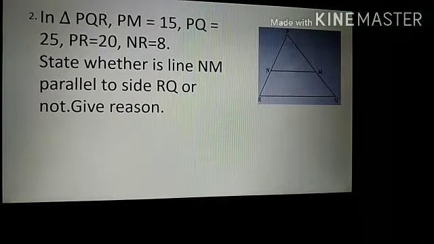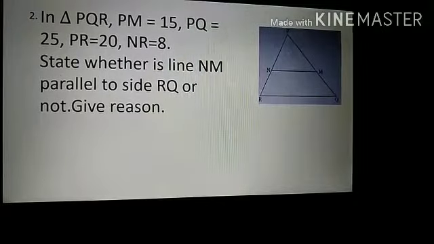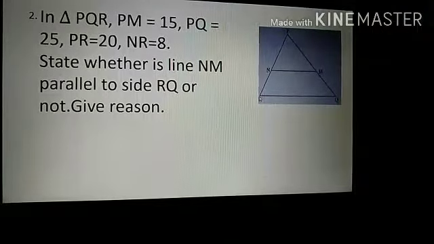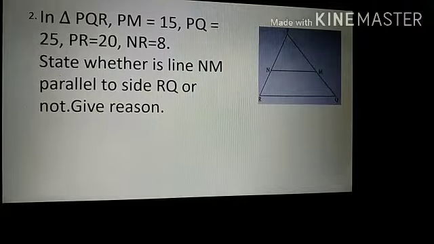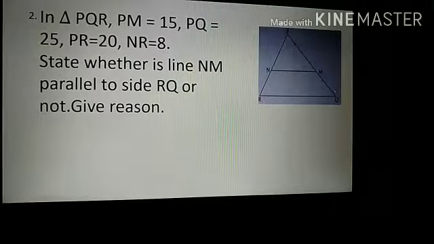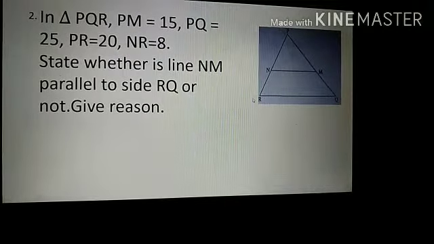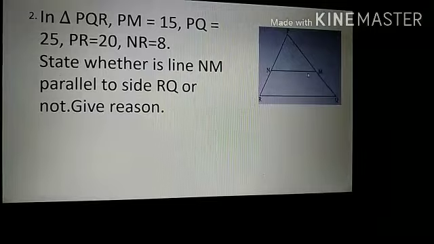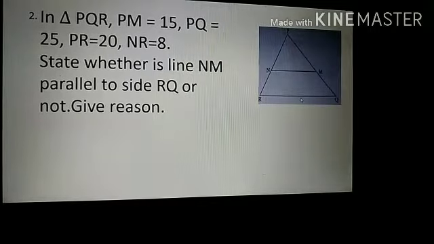Now let's begin with the second sum. Our second sum is we have triangle PQR where PM is equal to 15. Distance PQ is given as 25. Distance PR is given as 20. NR is equal to 8. We have to state whether line NM is parallel to RQ.